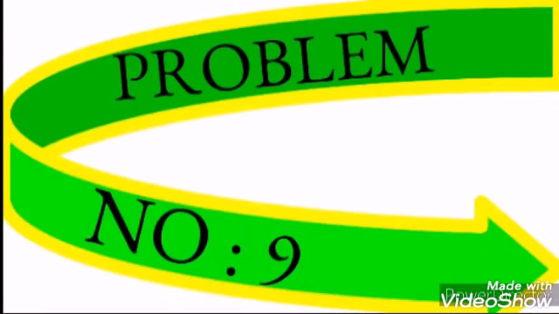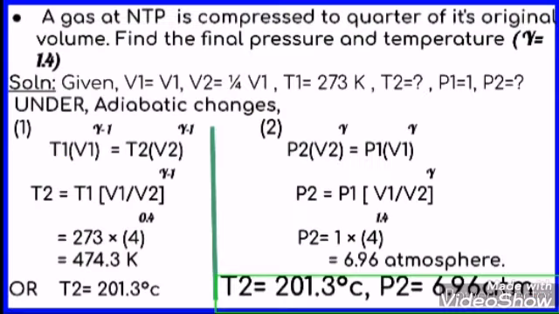Let us go through problem number 9. A gas at NTP is compressed to a quarter of its original volume. Find the final pressure and temperature, where the specific heat ratio is 1.4. Here, a gas is compressed to a quarter of its original volume at normal temperature and pressure, and we have to find the pressure and temperature after compression. By sudden compression of a gas, it is considered to be an adiabatic change.